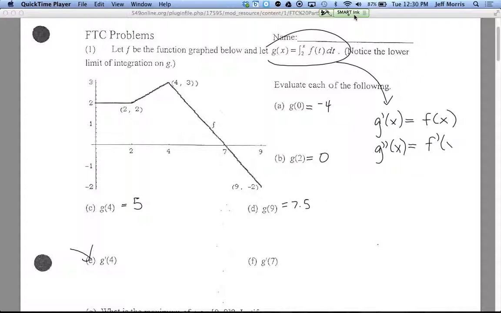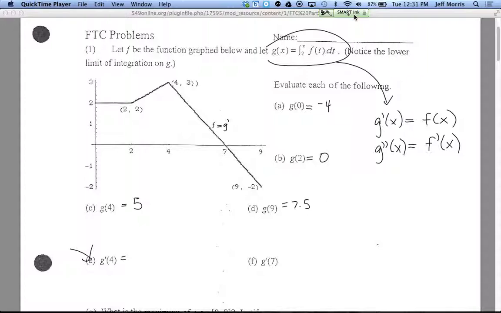All right, so back to this. We found the first derivative of this just by plugging in x. So g prime of x literally is f of x. You know what that means? That means the derivative of this integral is just this graph. You are looking at the derivative of g. That's magical. Look how easy it's going to make it. G prime of 4 is really what?